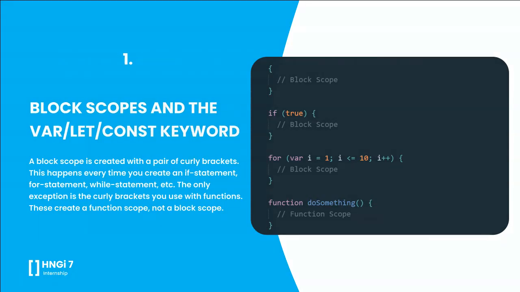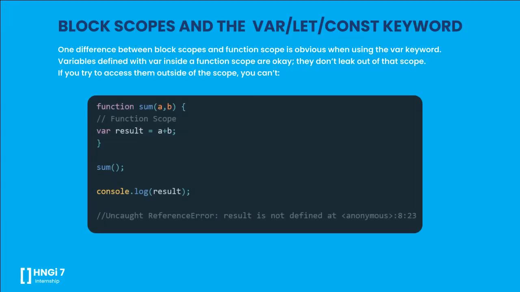The difference between the block scope and the function scope can be noted when we use the var keyword. The var keyword is used for variable declaration. In this case, we have a variable result declared, which will return the result a plus b.